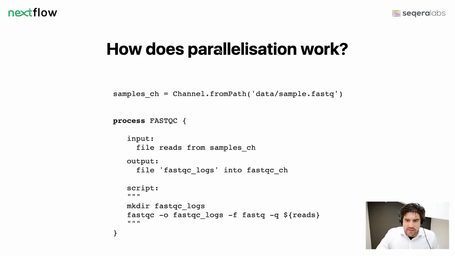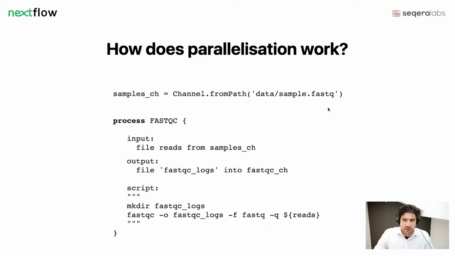If we want to write this one, imagine that we created a process for FastQC, a very simple process. It's just 2 lines in Bash where we're making FastQC files, and then doing a FastQC on that. If we started this pipeline and said the input here, my sample channel, this channel from path, was a single file, in this case sample.fastq, this process would run once. So we would say nextflow run, and FastQC would run once.